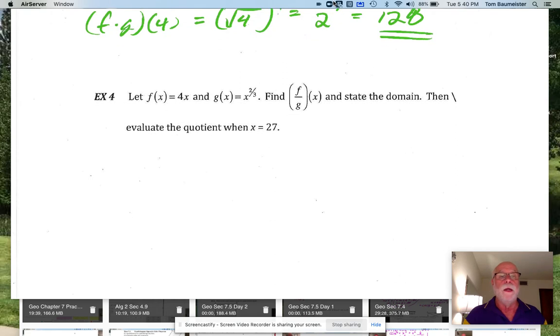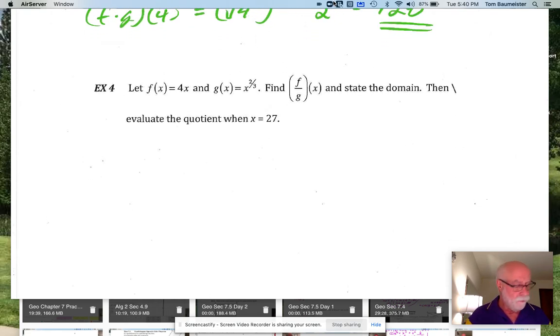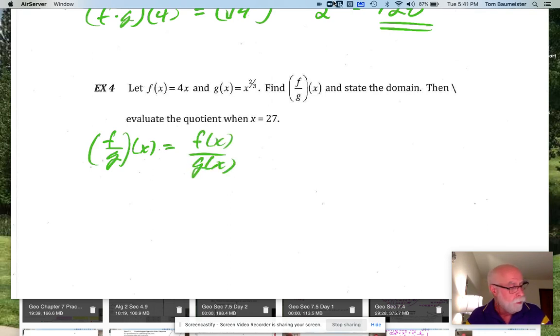And finally, the last one here is let f of x equal 4x and let g of x equal x raised to the 2/3 power. Find f divided by g of x and state the domain. Then evaluate the quotient when x is equal to 27. So on this one here, you're going to have f divided by g of x is the same as f of x divided by g of x. So on this one here, we'll have 4x on the top. On the bottom, we'll have x raised to the 2/3 power.